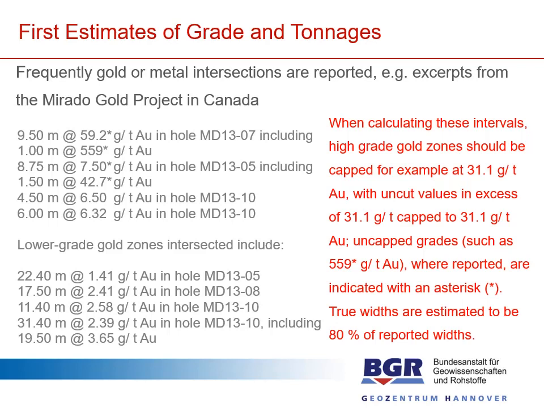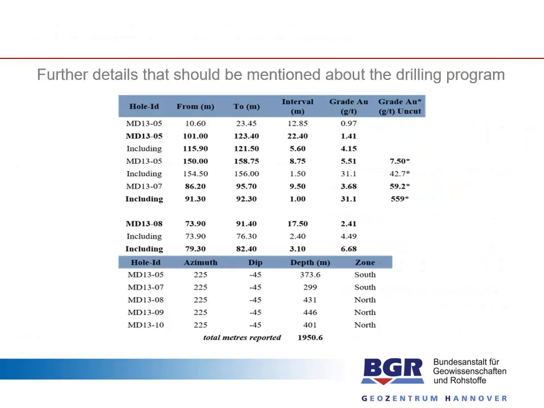What is true width, in this case 80%, I will discuss with you later on. When grades and tonnages are reported from a drilling program for gold projects, not only the intersect width and the gold grade should be mentioned, there are further details that are also important. One of these details is, for example, in which depth this intersect occurred.